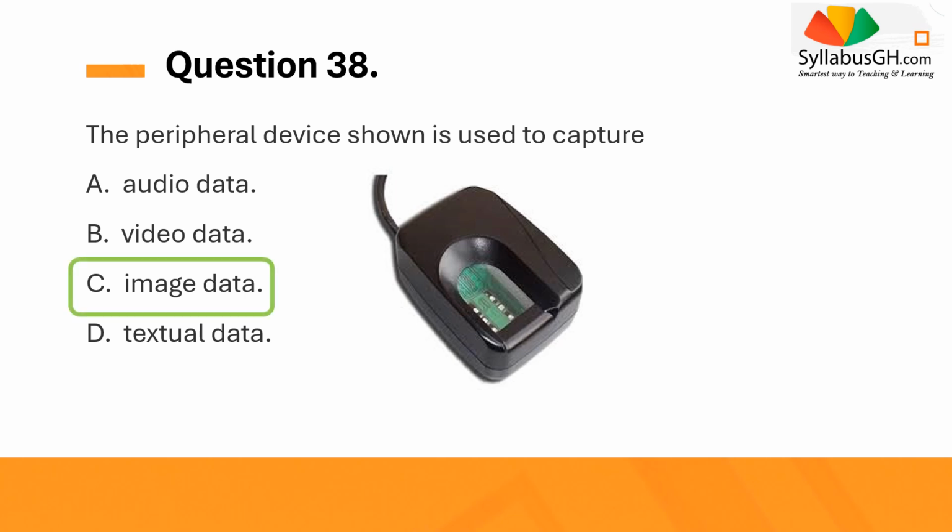Image data. A fingerprint scanner captures image data of a person's fingerprint. It scans and converts the fingerprint patterns into digital images, which can then be analyzed and used for identification or authentication purposes. Audio data is captured by microphones. Video data is captured by cameras. Textual data is input through keyboards or similar devices.